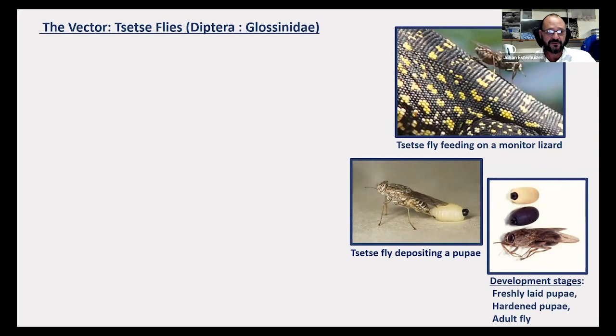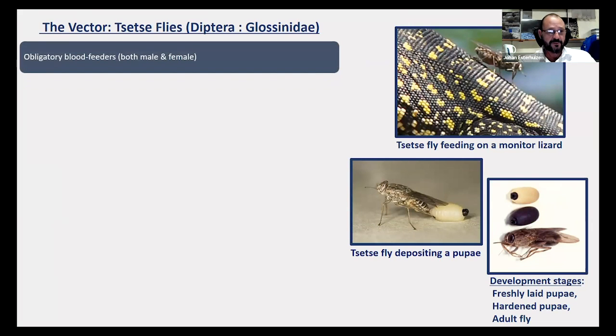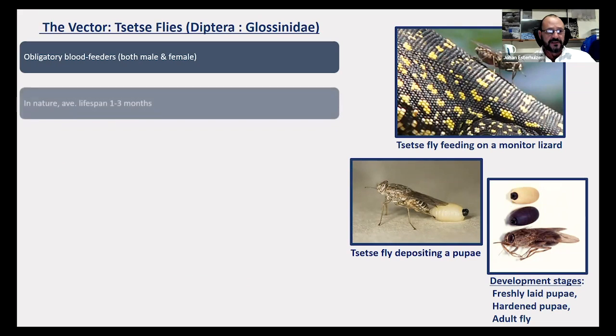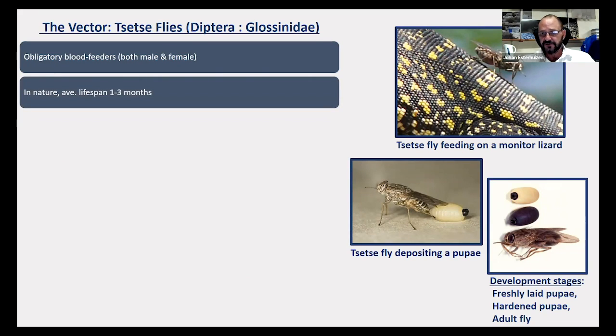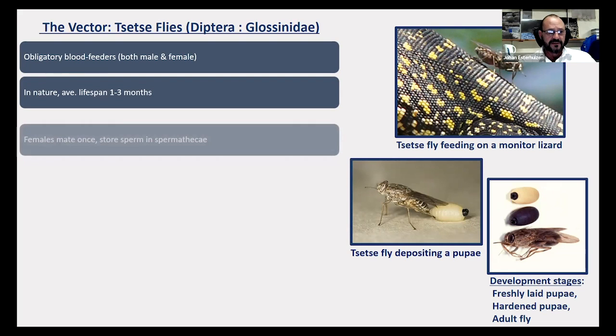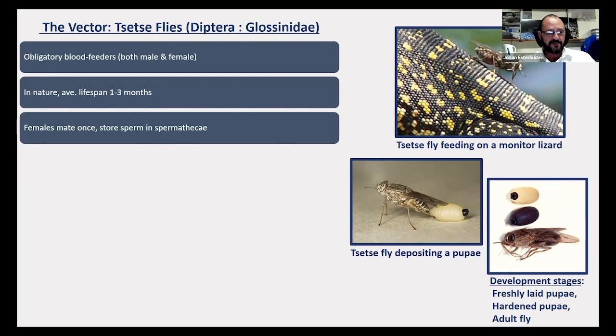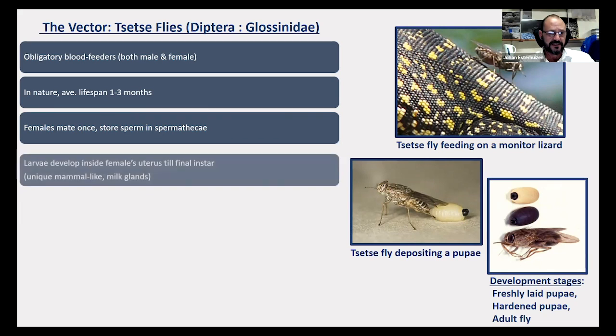Okay, so a little bit on the vector, tsetse flies themselves. As I mentioned, both male and female are obligatory blood feeders. In nature, we have an average lifespan of 1 to 3 months, so fairly short actually. And what's interesting about them is that the females mate only once, and then the sperm are stored in the spermatheca, and then with every ovarian development, enough sperm is released for fertilization.